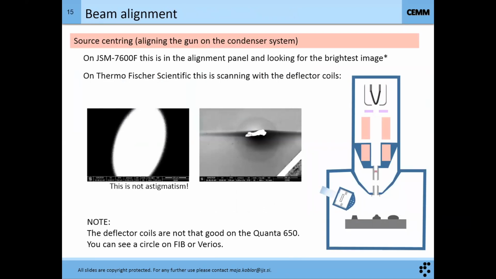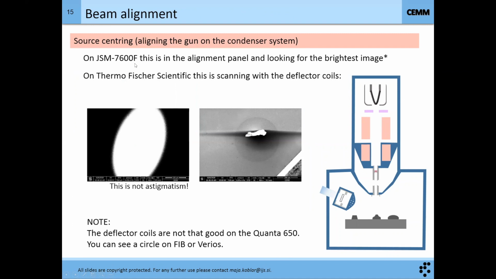So now the beam alignment. I've divided this into 4 steps. First you will be aligning the source centering. So you align the gun on the condenser system. So this is the condenser system.